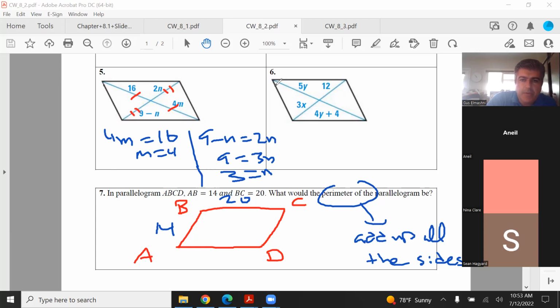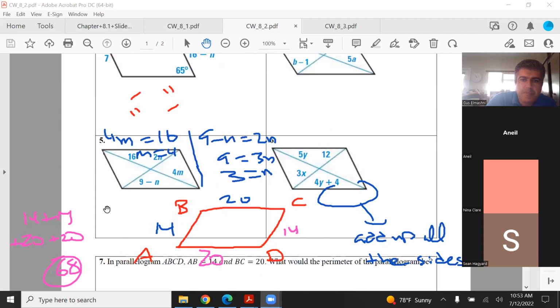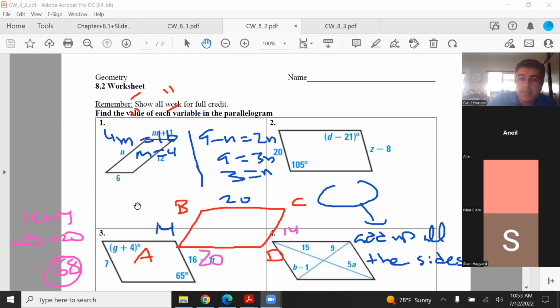And then here, if that's 14, this is 14. If that's 20, that's 20. Just add them up. Let's get 68. So hope that's pretty straightforward, pretty easy. Nothing too challenging, hopefully. Okay, any questions on this worksheet?